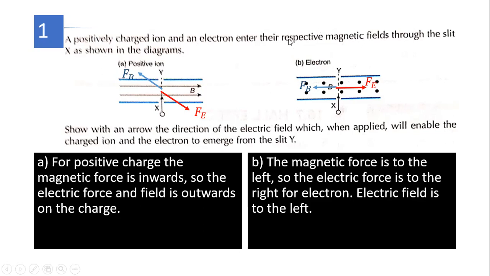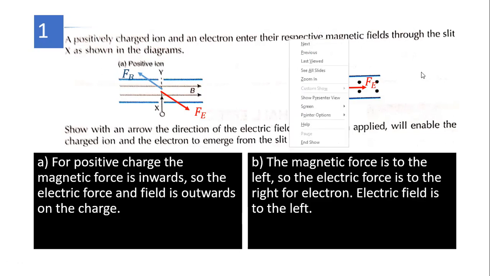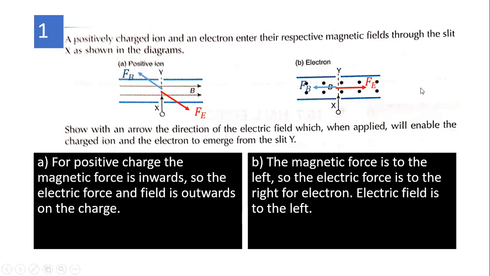Let's try another one. Okay. First find the magnetic force. Then after that, the electric force must be equal and opposite, that's all. And then remember it's an electron.